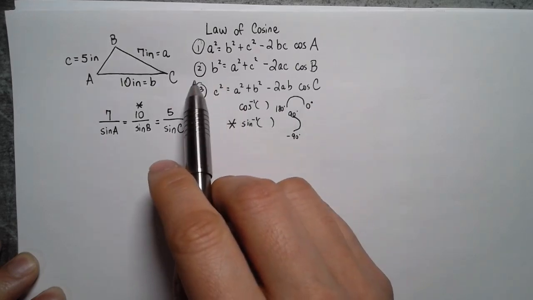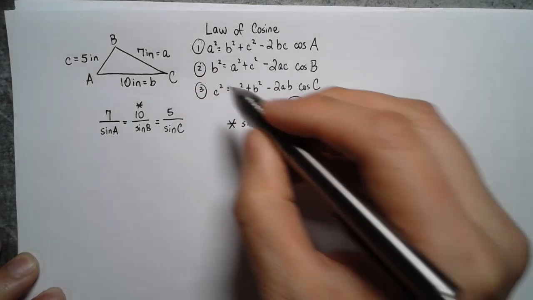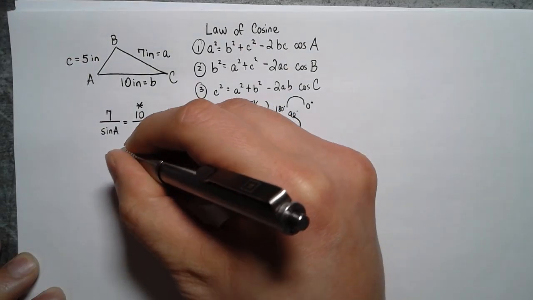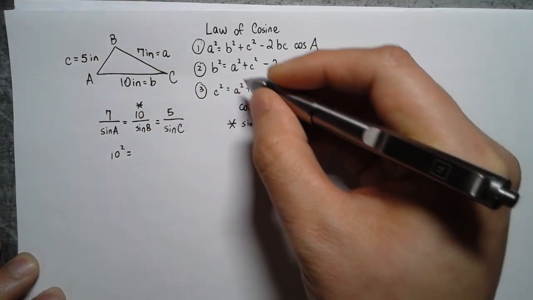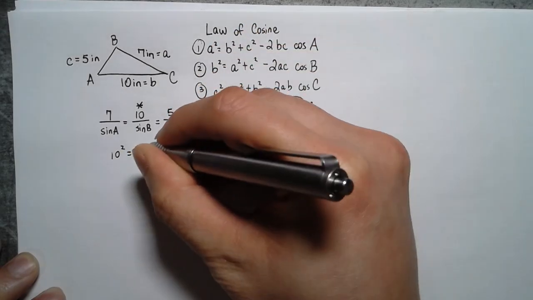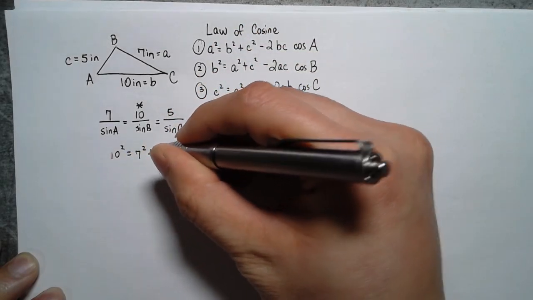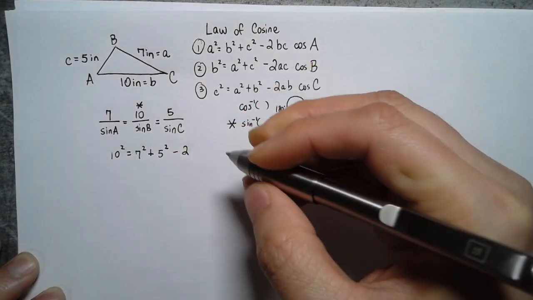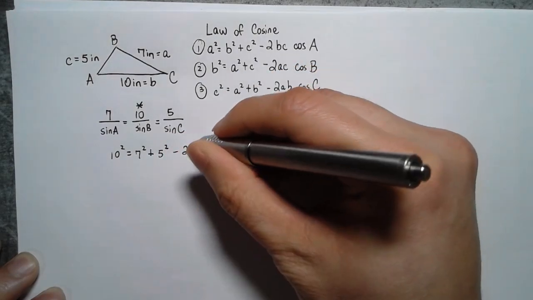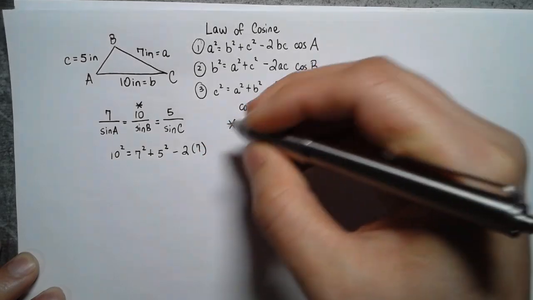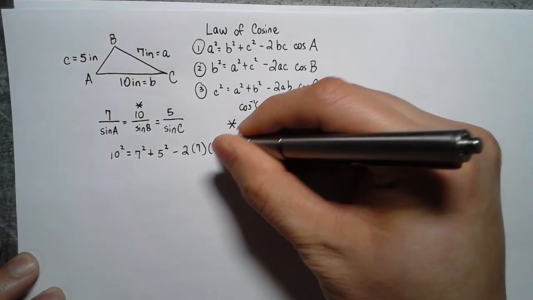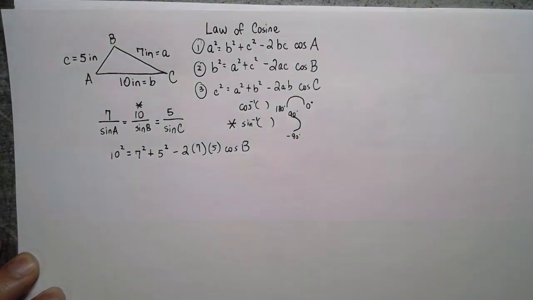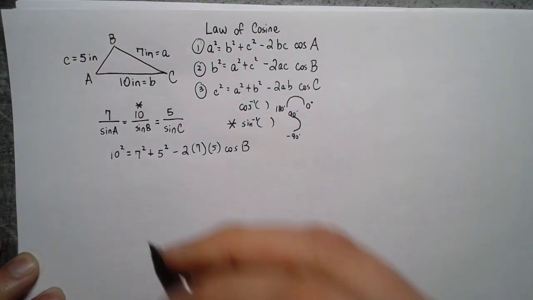So I have to use the second equation, and that needs side B, which is 10 squared, equals A squared, which is 7 squared, plus C squared, which is 5 squared, minus 2 times A, which is 7, times C, which is 5, cosine of angle B. Now our goal is to get angle B by itself.